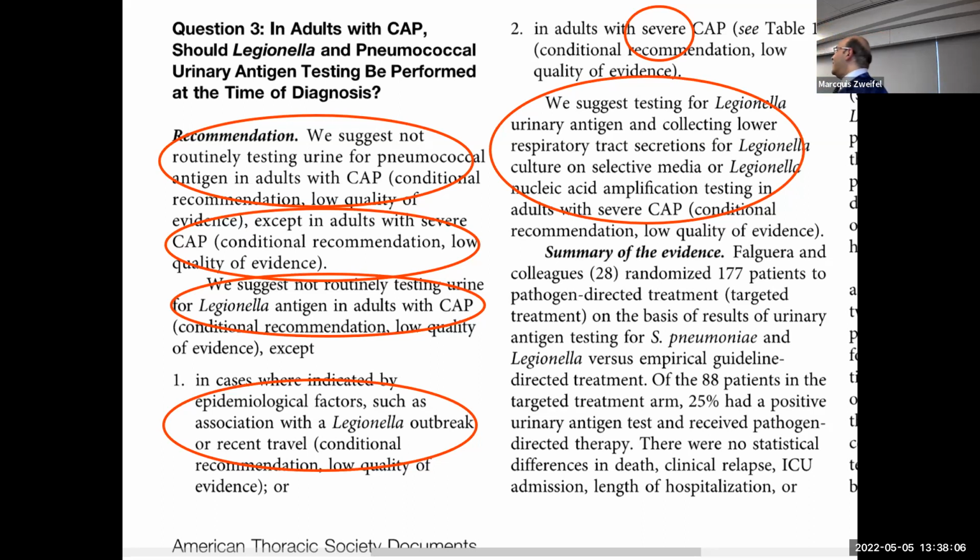The bad thing about the urine strep antigen is that it does not tell you about sensitivity, right? So you will need to consider whether it is sensitive to that antibiotic or not. Different from any culture, where you can run sensitivity. So for strep antigen, they suggest no unless you have severe pneumonia. I still do it because it's a suggestion.